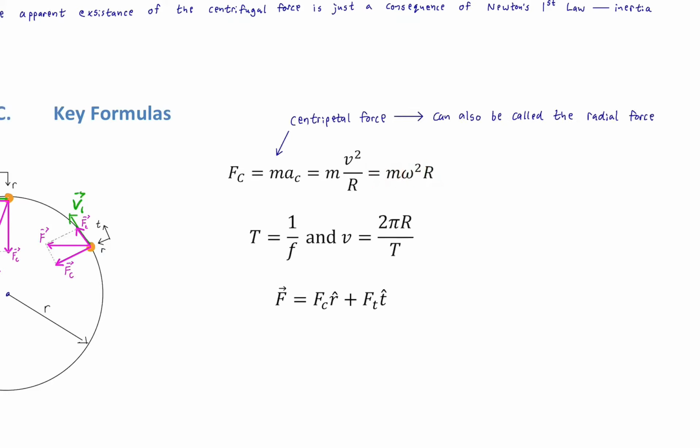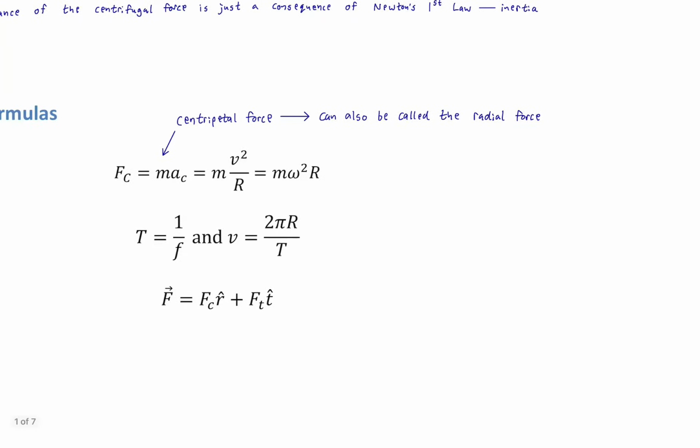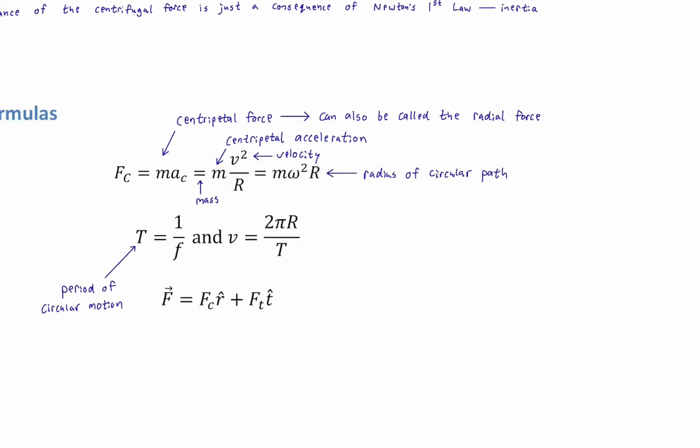So let's label some things. Centripetal force also can be called the radial force. We have the mass, we have the centripetal acceleration. These need to be moved over, sorry for that, small typo. We have the velocity, squared, and then we have the radius of the circular path, r. And omega is the angular velocity.